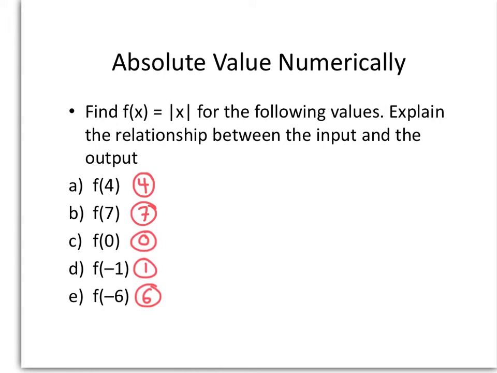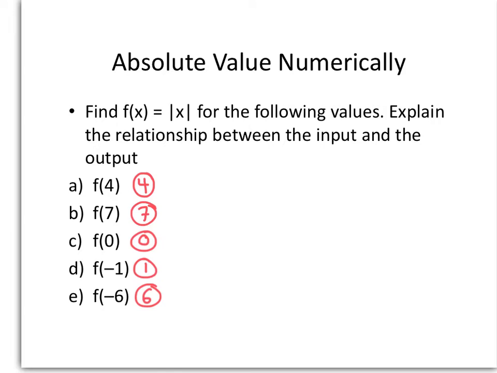Hopefully one thing that you also noticed and wrote down was that if the input is positive, its absolute value is the same number. For example, the absolute value of 4 is the same number, it's 4. The absolute value of 0 is just 0. And the absolute value of a negative number is its opposite. For example, the absolute value of negative 1 is positive 1.